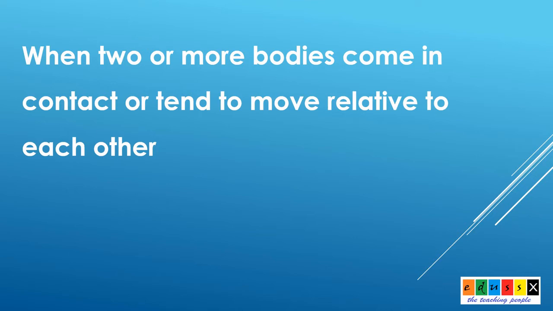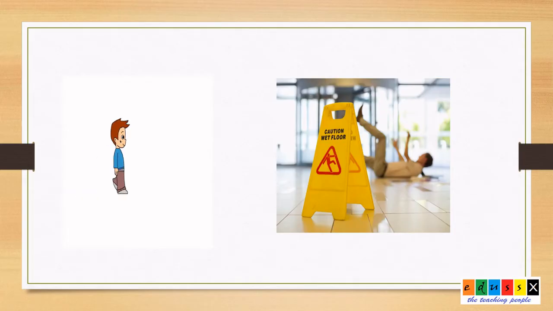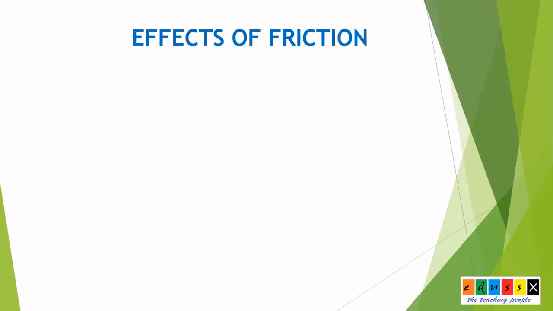For example, we walk on roads without falling, but we tend to fall when we walk on wet surfaces. Why? We walk on roads safely because of the friction between the feet and the road. But the friction is less when we walk on a wet surface. That makes us fall. With this, we'll move on to the effects of friction.